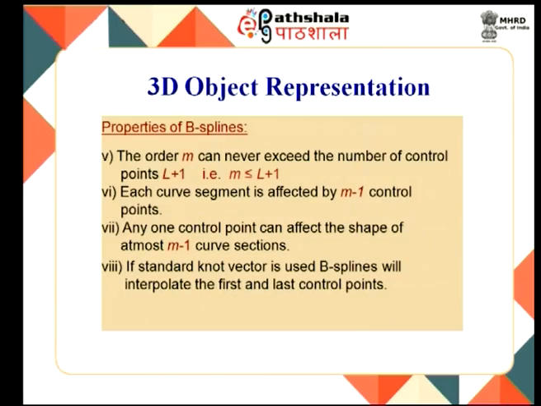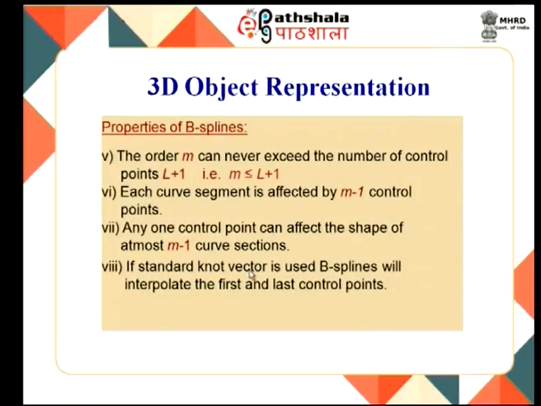It is important that a control point will not be affecting the whole of the curve. So, unlike the Beziers, here a control point will be affecting only a limited part of the curve. That is where we achieve local control. If we shift that control point, only the section influenced by this control point gets altered. That is the meaning of it. And if a standard knot vector is used, again we have a new word here, standard knot vector, B-splines will interpolate the first and last control points.